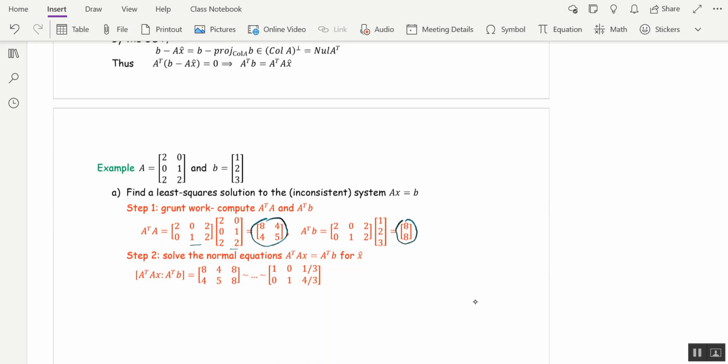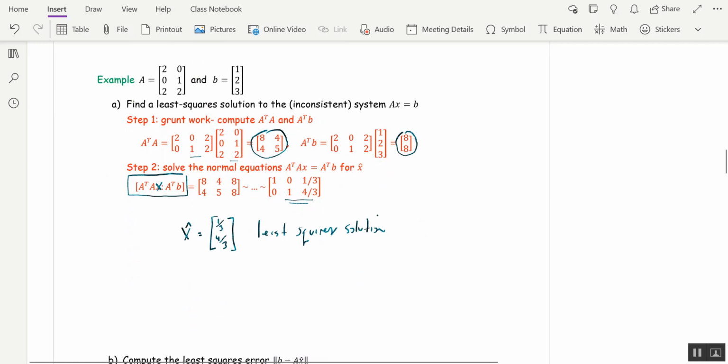And so then to solve the normal equations, what I want to do is augment A transpose A, that X should be gone, I'll take it out before I post these, augment A transpose A with A transpose B and reduce. And I did that, and I got this matrix here. So that's giving me the least squares solution. My least squares solution is X hat equal to 1/3, 4/3. This is the least squares solution.